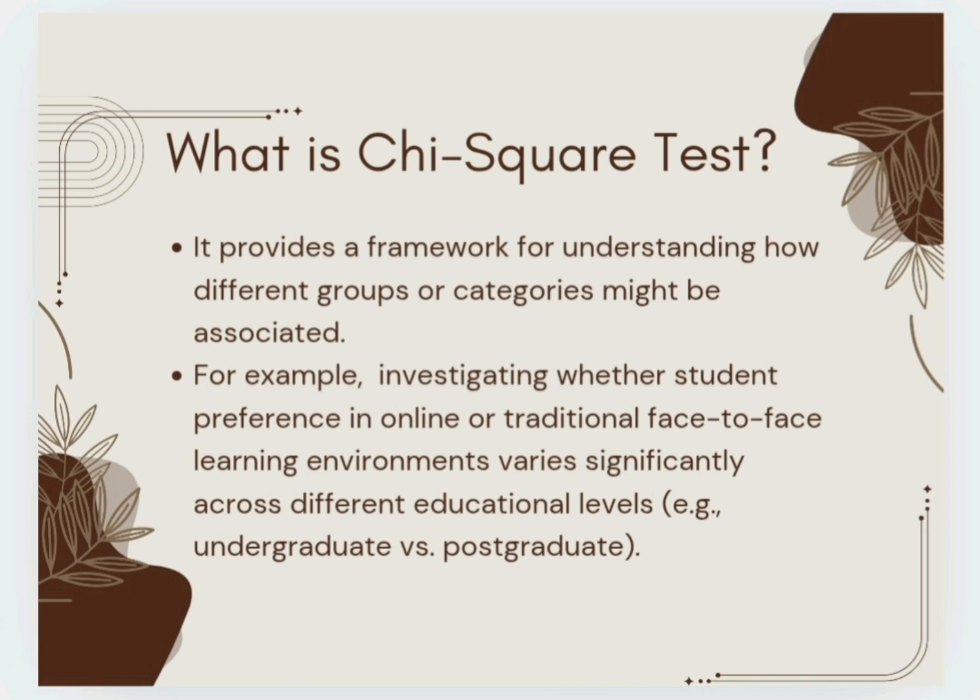Now moving towards next, what is chi-square test? So chi-square test provides a framework for understanding how different groups or categories might be associated. For example, if you are going to investigate whether students prefer online or traditional face-to-face learning environment significantly across different educational levels. Or you can also say you have to investigate students' preference in online or traditional face-to-face class regarding the educational subjects. Okay, so this is just one example.